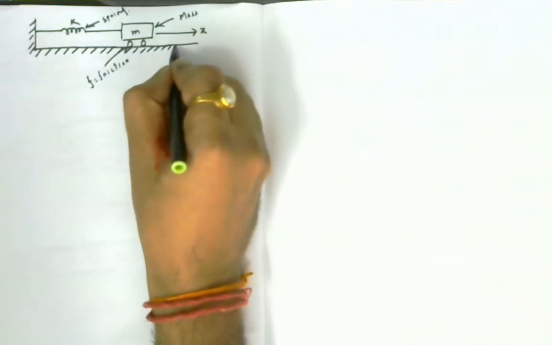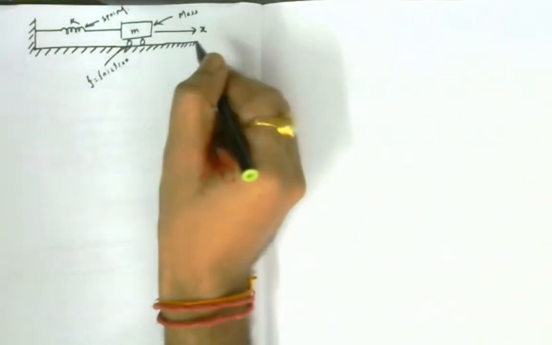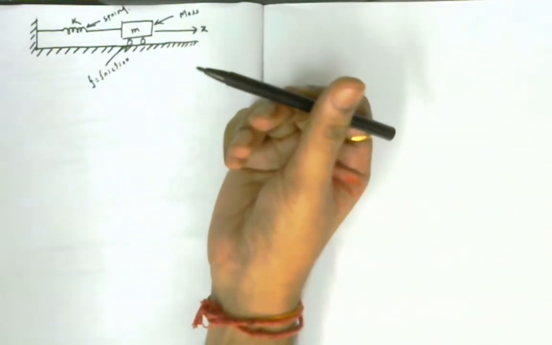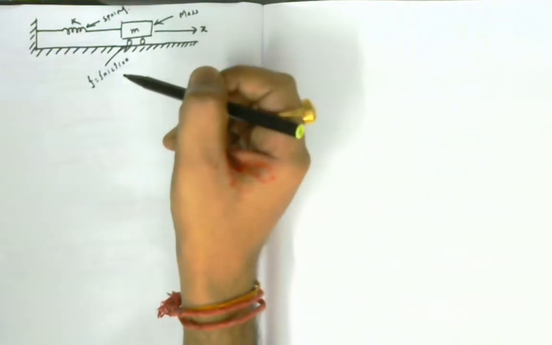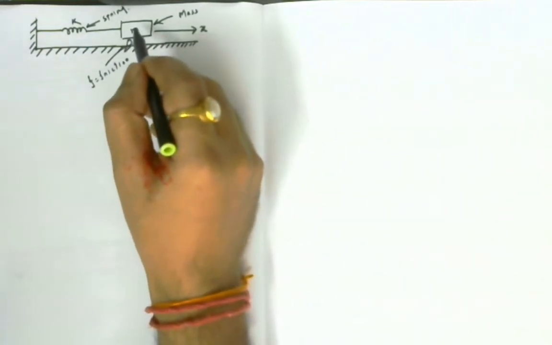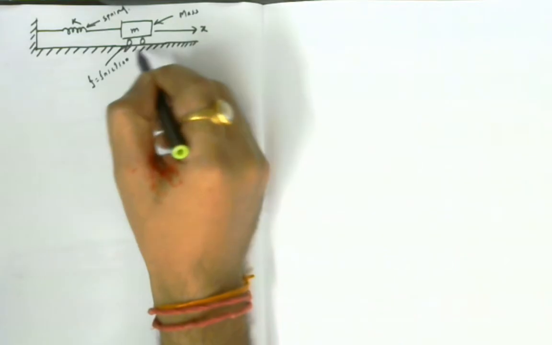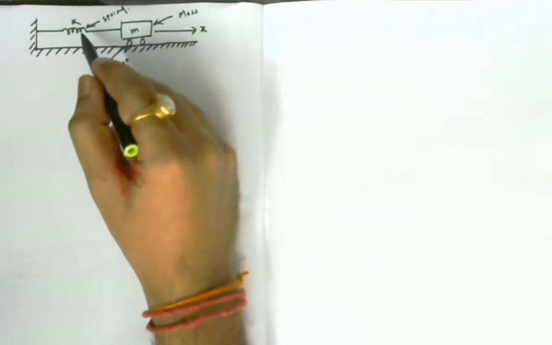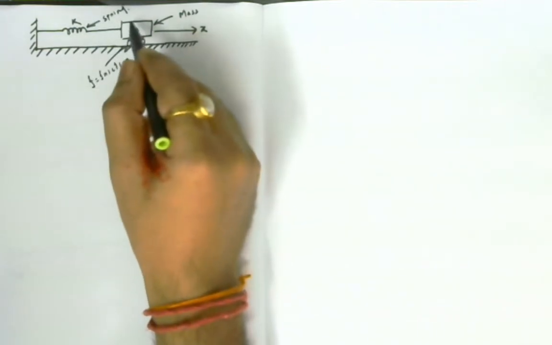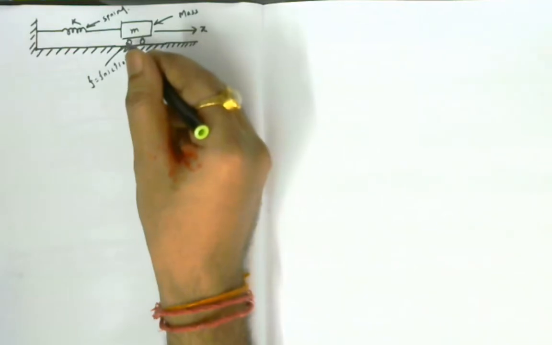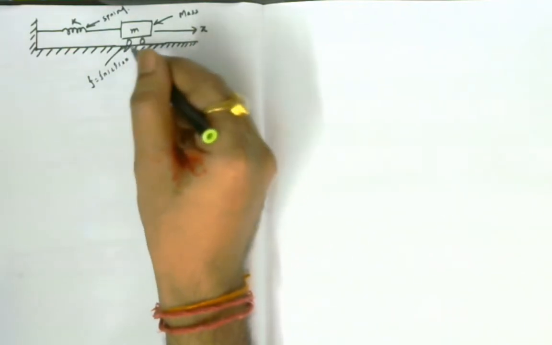Look at the figure. What I have drawn here is a mass spring system. There is no damper. A mass is placed on a cart, and it is connected to the fixed surface with a spring of spring constant k, and the mass is m. And the friction at the wheels with the surface is f.